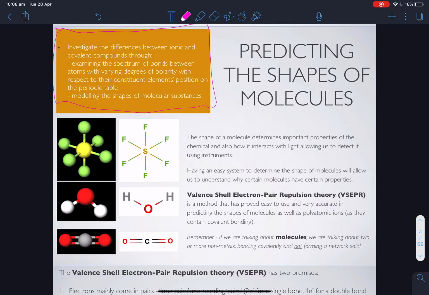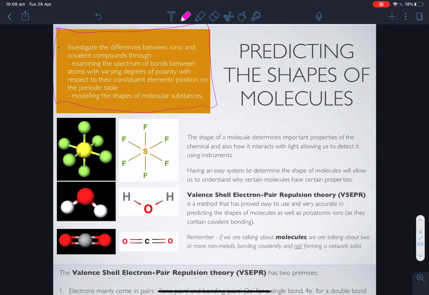So the syllabus dot point is: investigate the differences between ionic and covalent bonding by examining the spectrum of bonds between atoms of varying degrees of polarity with respect to their constituent elements' position on the periodic table. A lot of words, but we did that last chapter. Okay, this second point, modelling the shapes of molecular substances. Not many words in this one, but a very big concept. Okay, let's have a start.